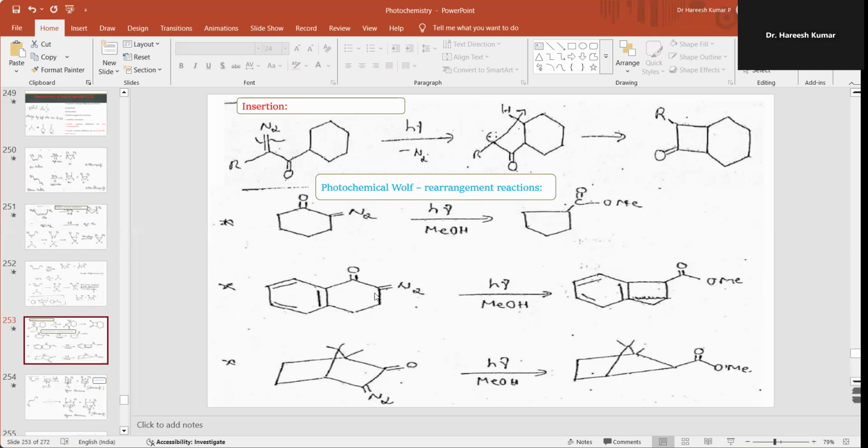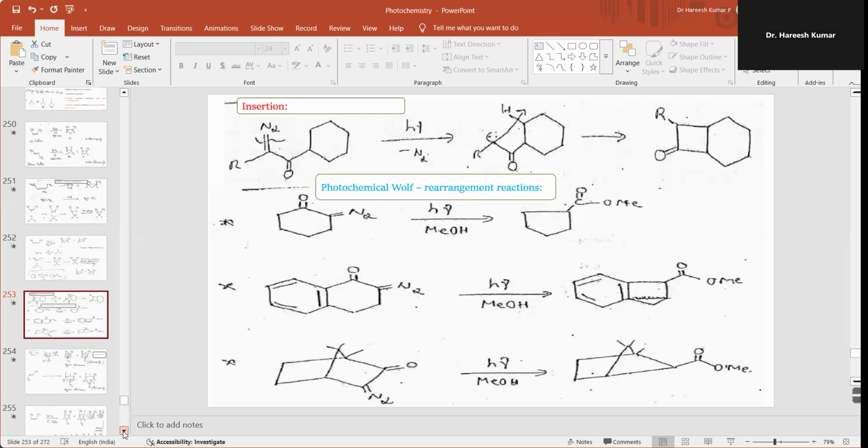Similarly, here I am taking one example: alpha diazotetralone. On irradiation in the presence of methanol, this gives a cyclobutano-benzene ester as the product. A norbornene or adamantane kind of alpha diazoketone on irradiation with methanol gives a 5-membered bicyclic moiety, a conversion of a 6-membered ring into a 5-membered one.